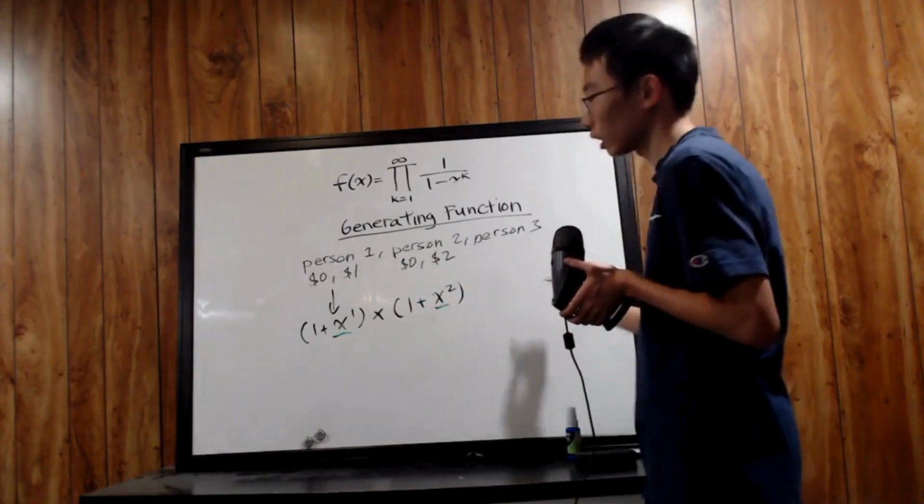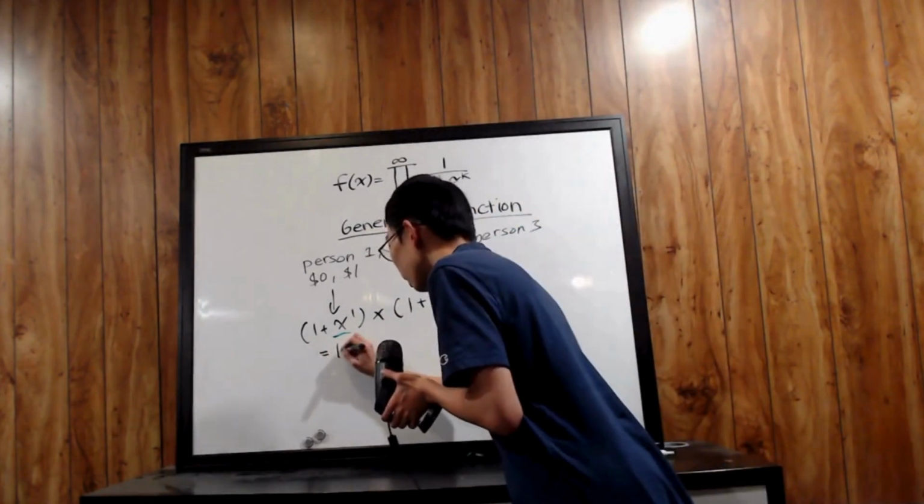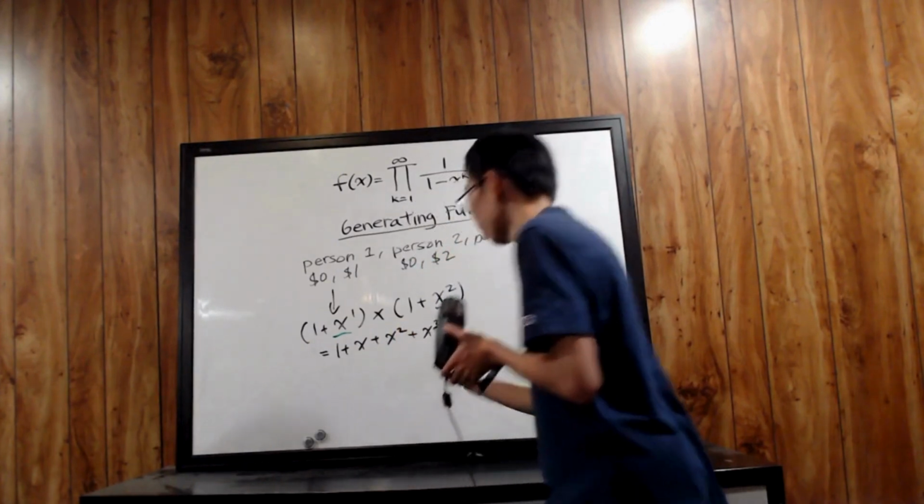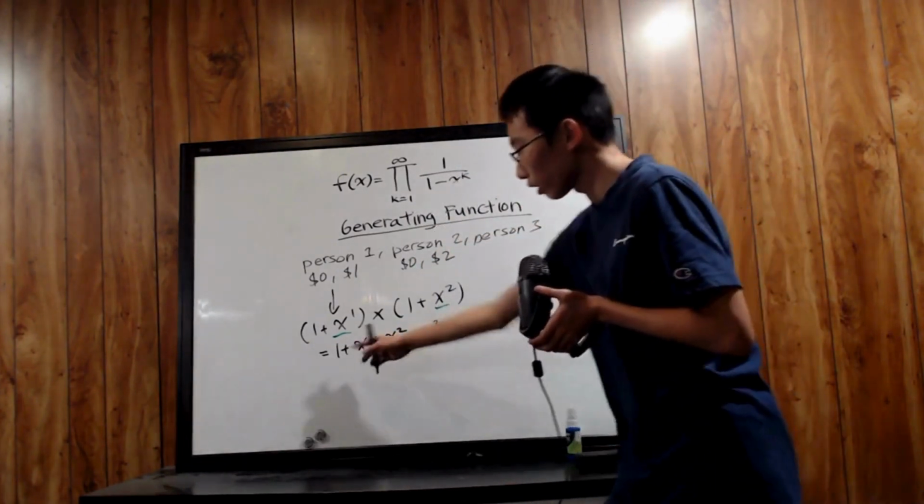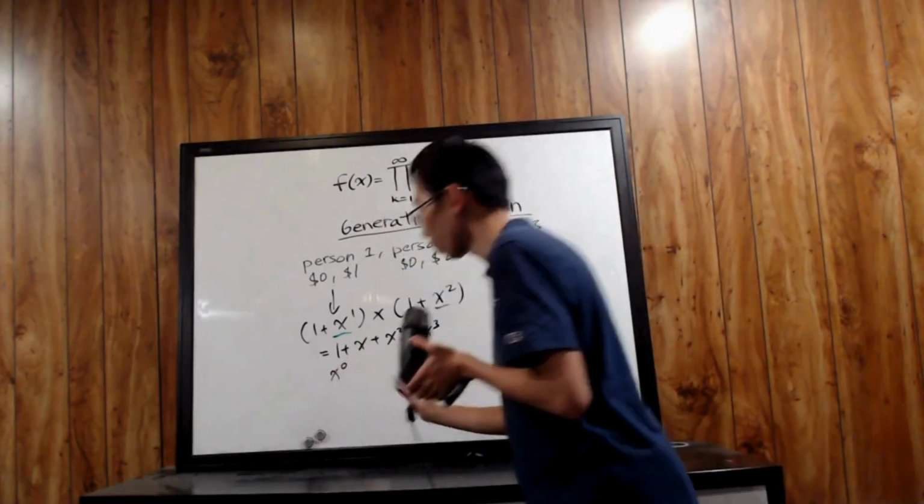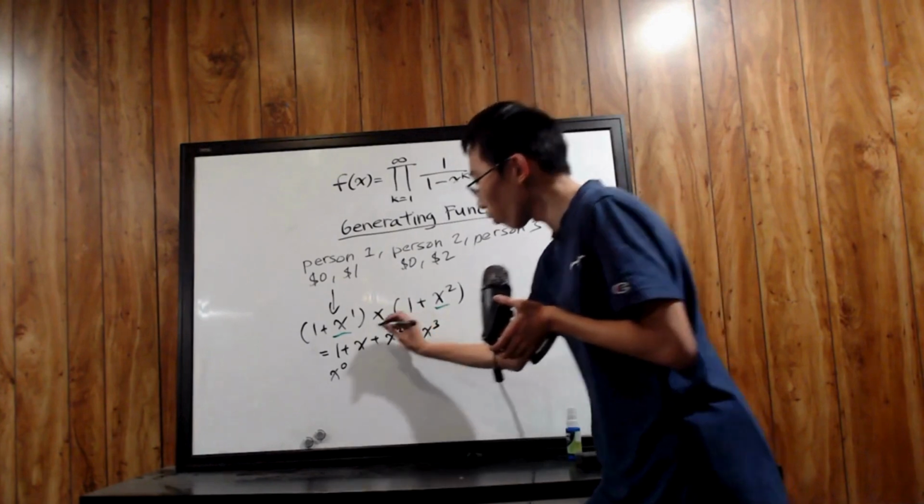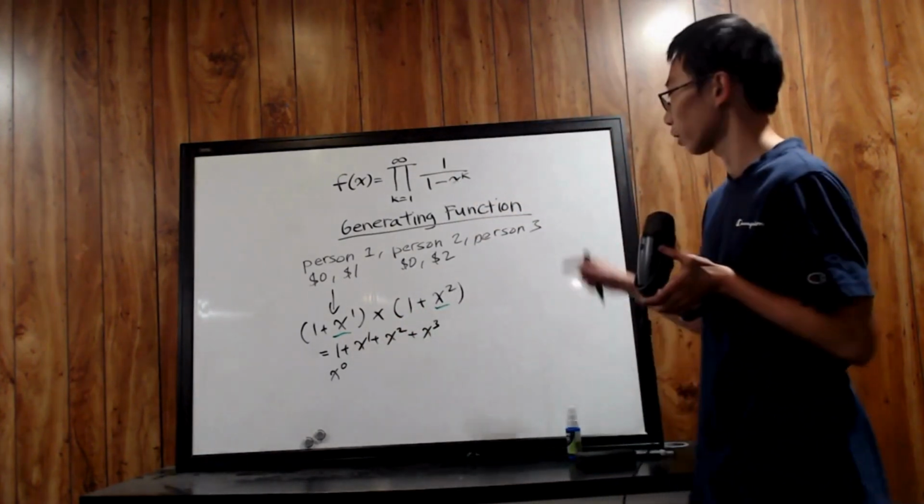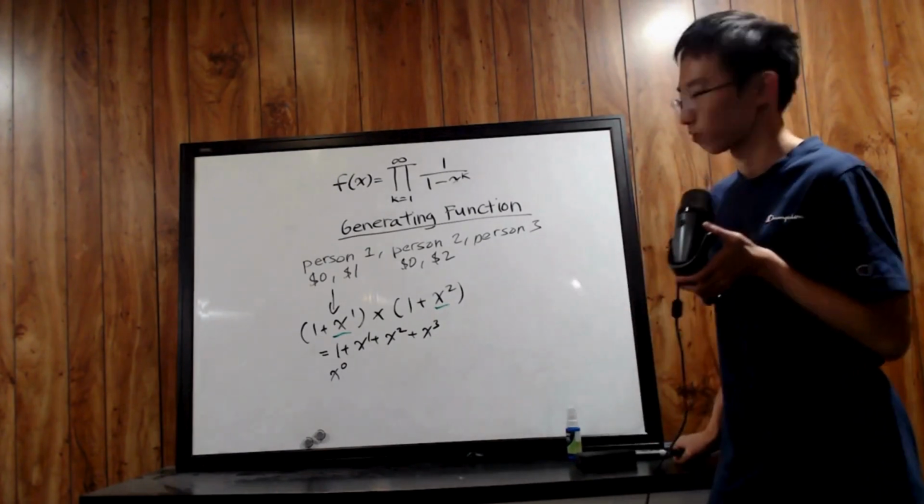Now when we multiply this entire thing out, we get 1 plus x squared plus x cubed. So we can see that 1 is x to the 0. So we can see that one possible sum is $0, or $1, or $2, or $3. So there are 4 possible sums that person 3 could receive.